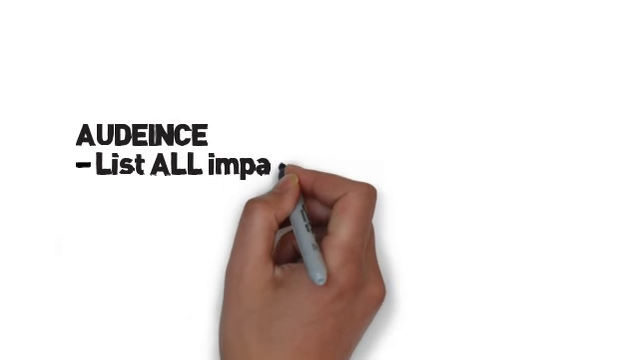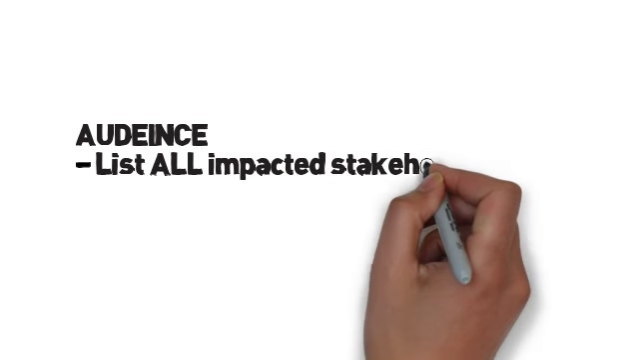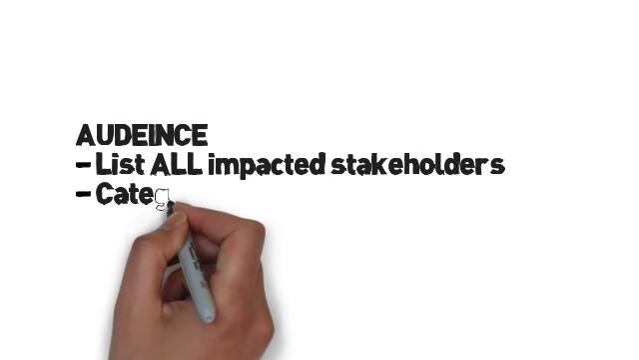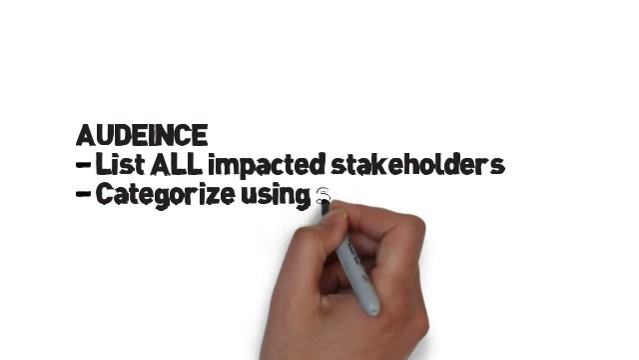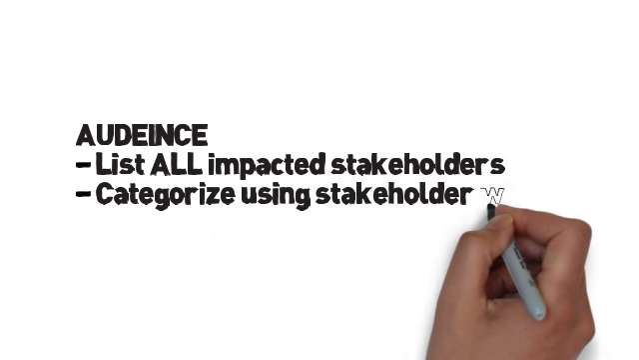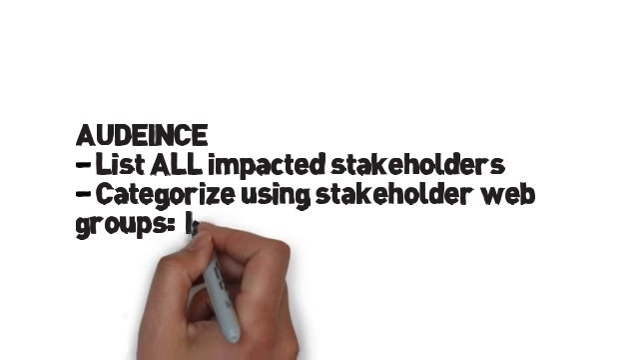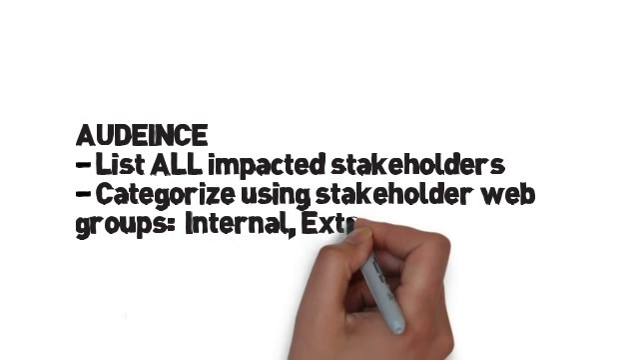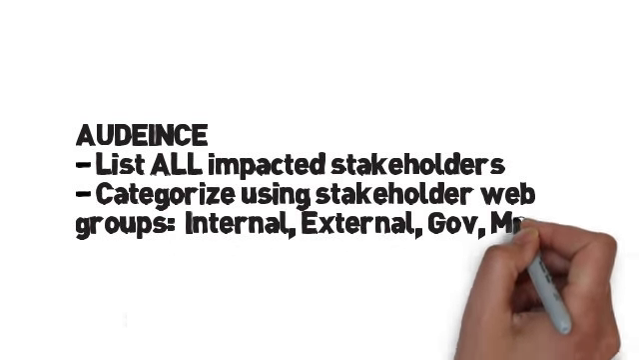Your audience needs to be highlighted as well. Your audience is all impacted stakeholders, and these can be listed in order of priority, or they can be categorized and organized using a stakeholder web or a table, but put them all in. Remember the four major stakeholder groups: external, internal, government, and media.